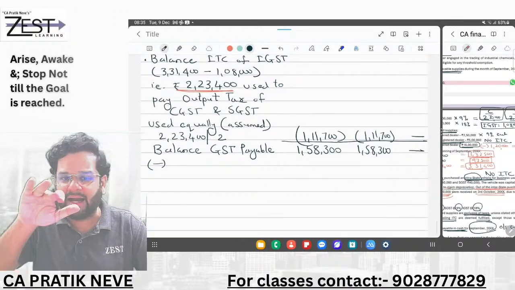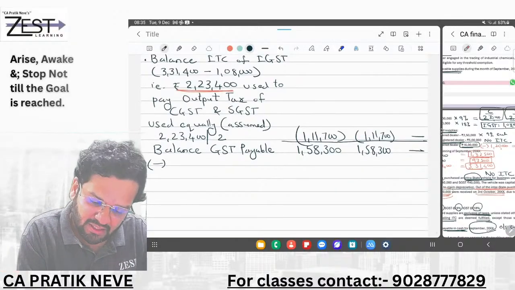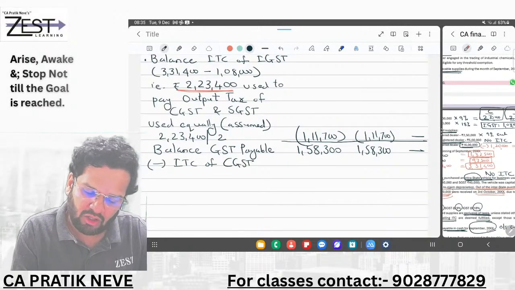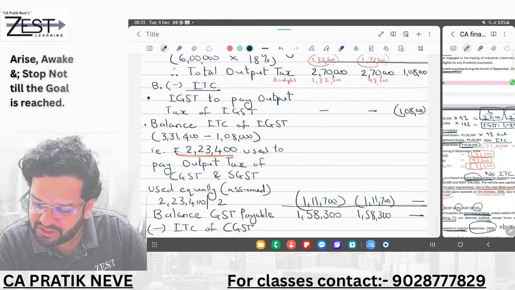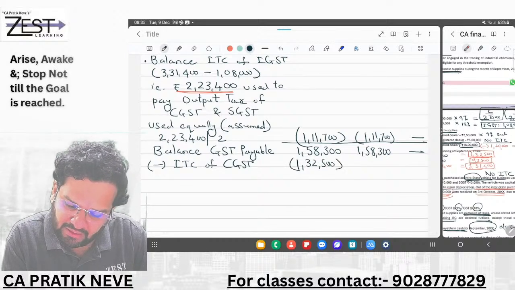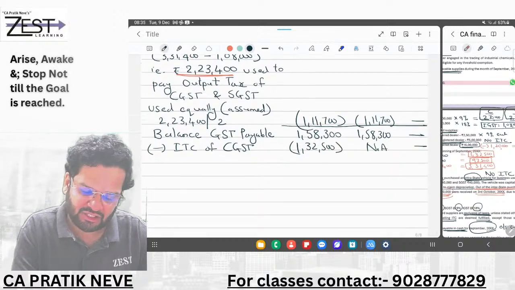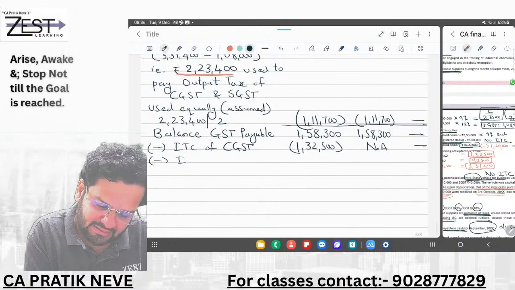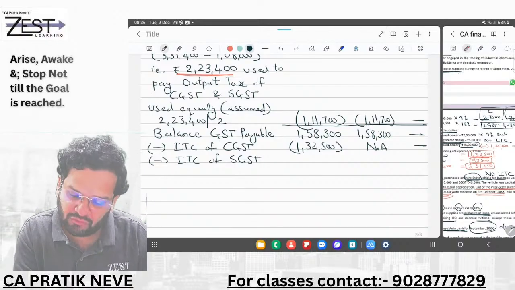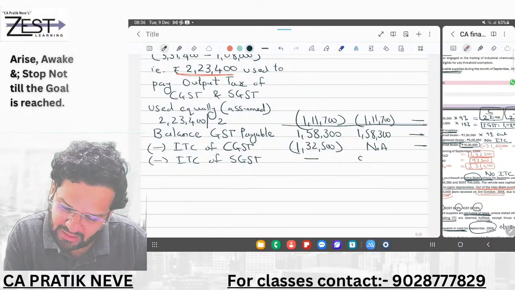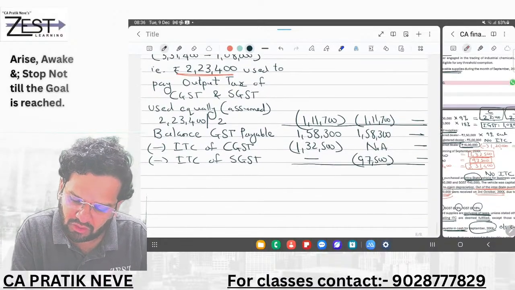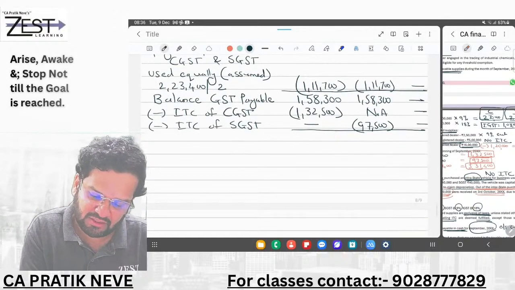Now ITC of IGST is over. Now less ITC of CGST, of course, to pay output tax of CGST, it is 132,500, and here not applicable, and here dash. Then less ITC of SGST to pay output tax of SGST, which is 97,500. So now tell me what is your net GST payable.